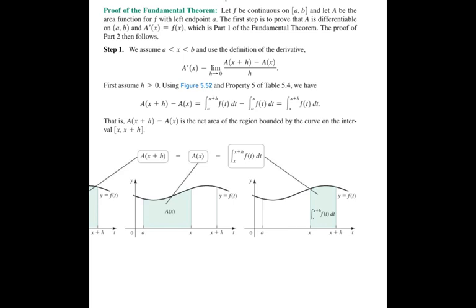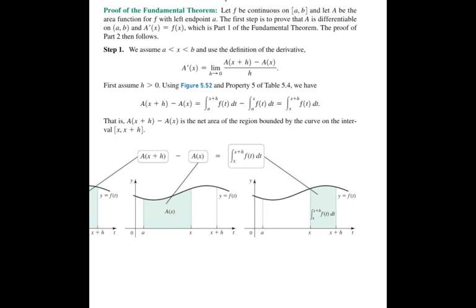Okay. So let f be continuous on a closed interval [a, b], and let A be the area function with the left endpoint a. The first step is to prove that A is differentiable on the open interval (a, b), and that the derivative of the area function is equal to f of x, which is part 1 of the fundamental theorem. The proof of part 2 then follows. We assume that x is between a and b, and use the definition of the derivative.